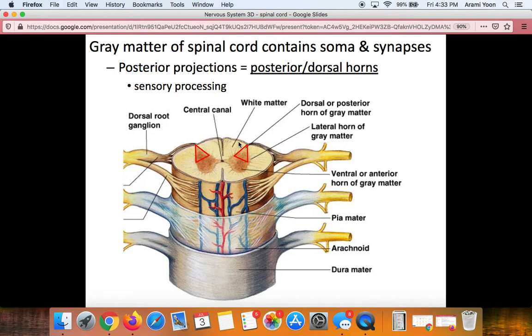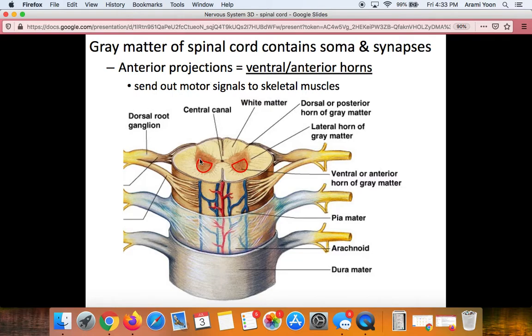We use the word posterior if the subject is standing upright. We use the word dorsal if the subject is on all fours, like a cow or a pig. So what are these posterior projections for? They're the ones that are responsible for taking in sensory information that's coming in through the spinal nerves, processing that information, and then allowing it to take the next step to connect to interneurons or sending that information up to the brain for the brain to process it.